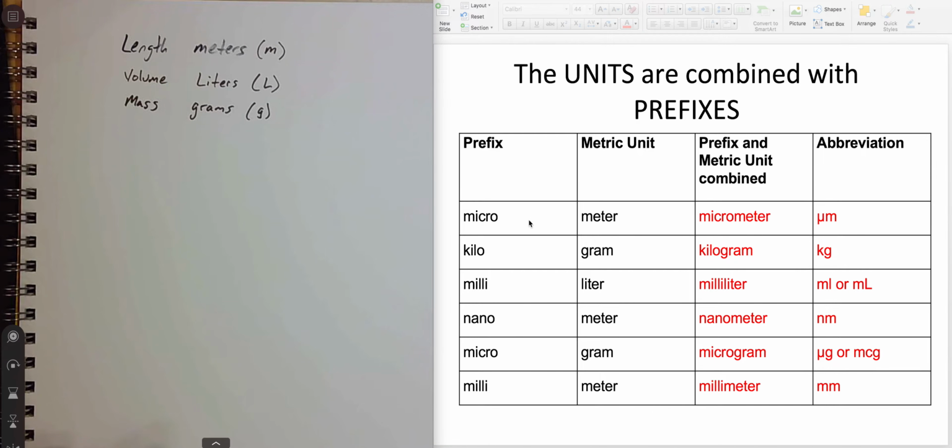So the prefix micro is abbreviated with this Greek letter mu. We don't use an M because milli has the abbreviation of M right here. So a micrometer is going to be this mu M. So that's micrometer. Kilo is always a K, so that's nice. Milli is always an M. Nano is always an N. Centi, when we get there, starts with a C, so that abbreviation is always a C. The only tricky one is this micro, in my opinion. Micro you can also write out as MC. Sometimes you'll see that.